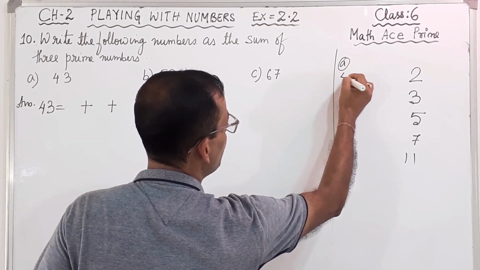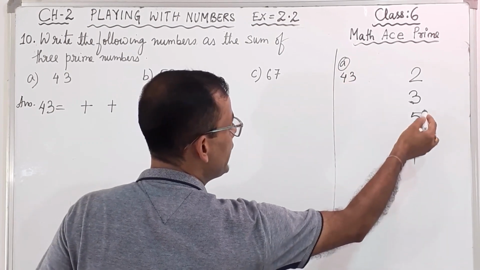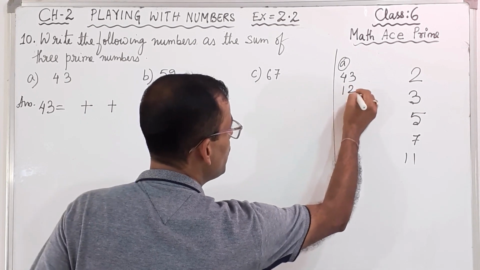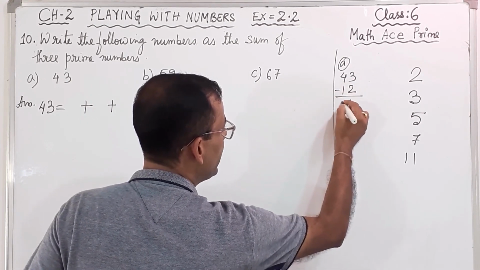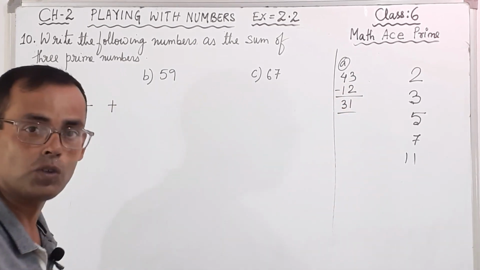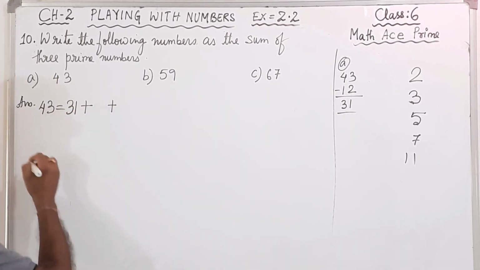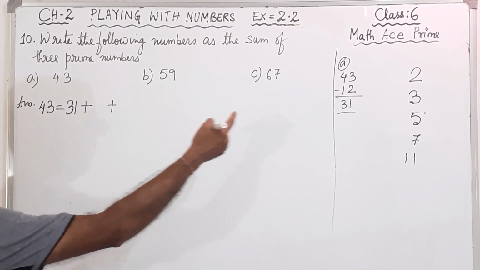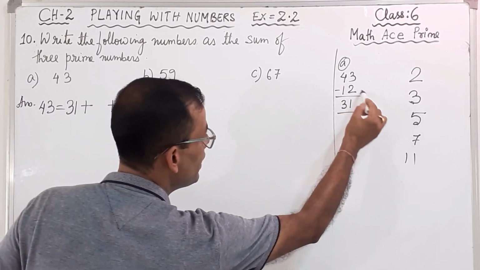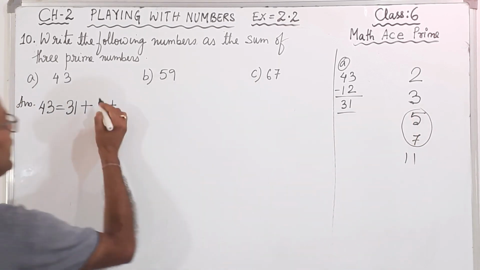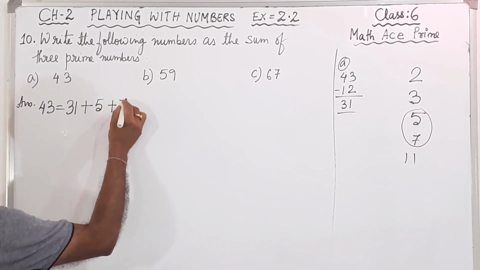Number A is 43. Now suppose I take 7 and 5. 7 and 5 is how much? 12. So if I subtract, what comes? 13. So 31 is also a prime number. Understanding or no? So I can make it 31 plus, then I have taken 12. 12 means it's a combination of what? 5 and 7. So I can write plus 5 plus 7.